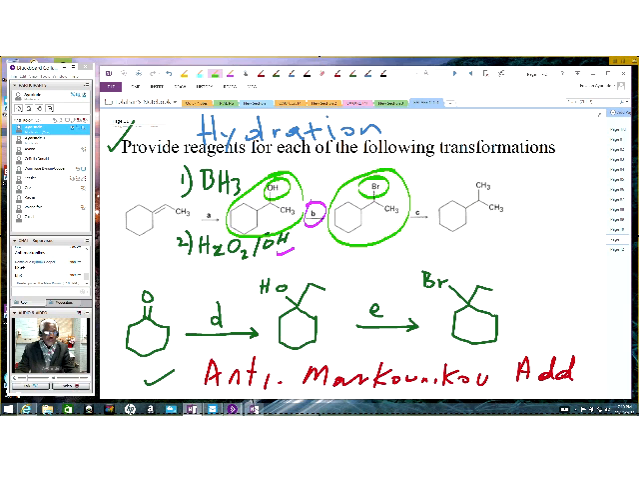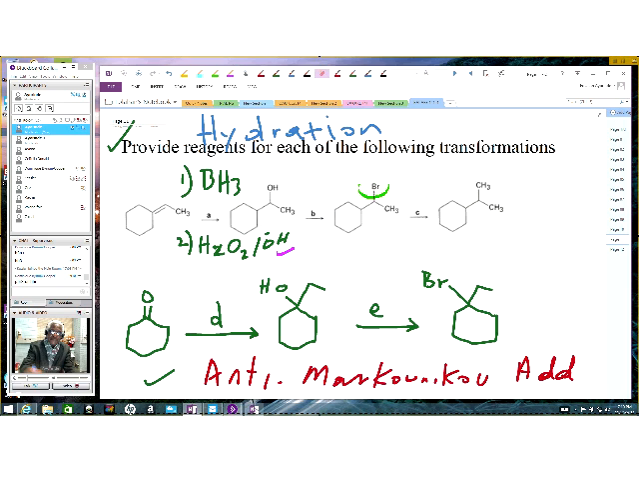What reagent do we need to do this? Excellent. PBr3. Dominic said PBr3. That is correct. Very good. So here we need to use PBr3.